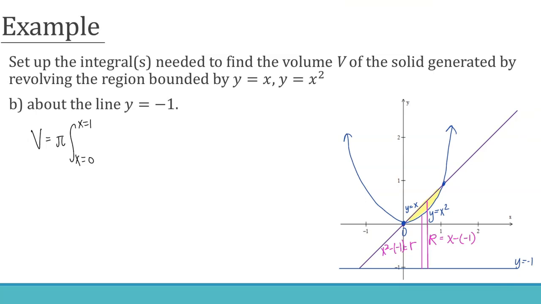So let's set this up. We have the big radius, that was x plus 1, squared, minus the little radius squared, that was x squared plus 1, squared. And we're integrating with respect to x, so that's my big R, and that's my little r.